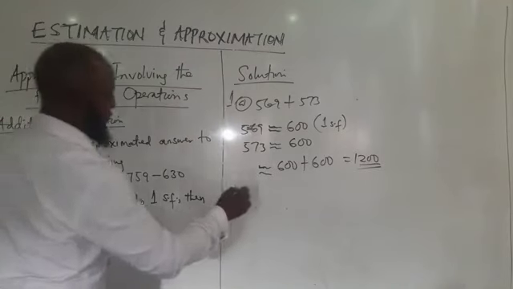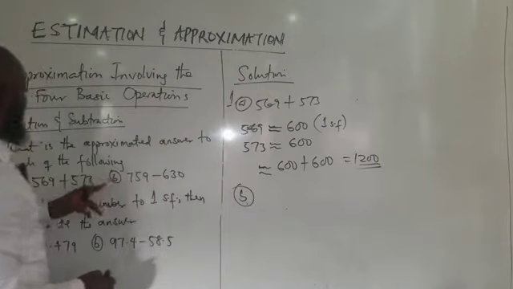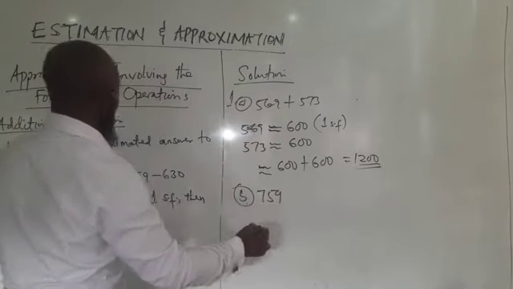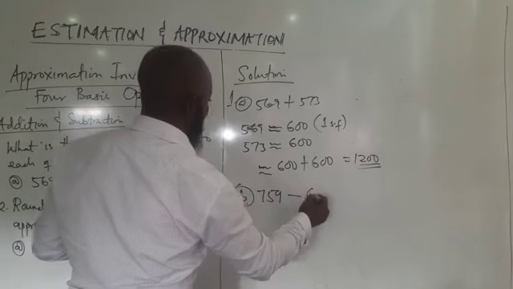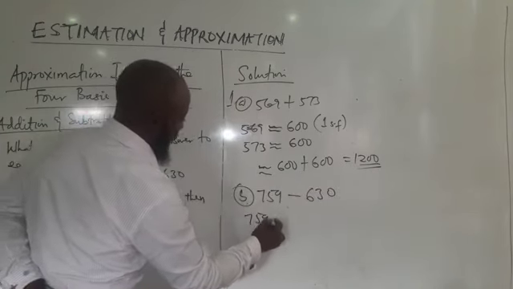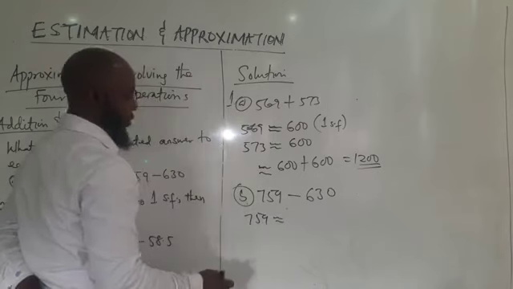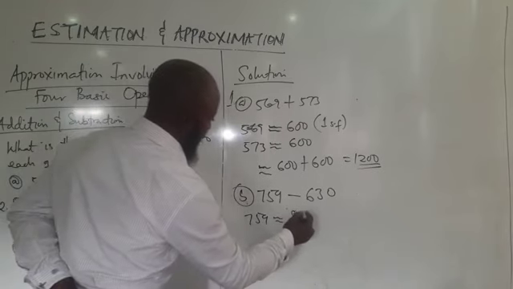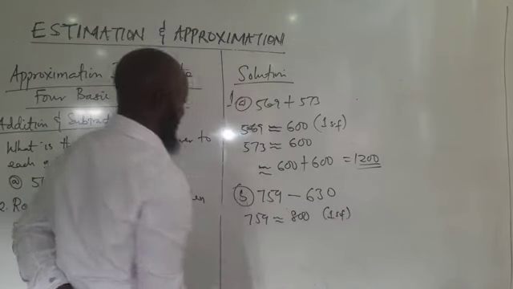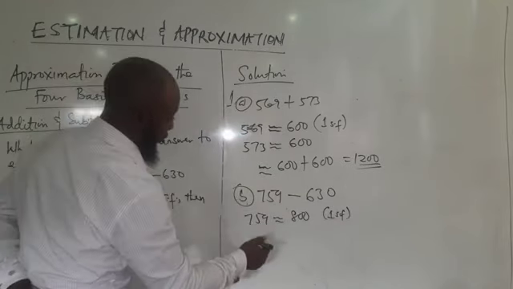Then the B part, the same thing. We have 759 minus 630. Rounding 759 to one significant figure will give us 800. That is 1 SF. We have learned how to do this one, so let us go through it again.